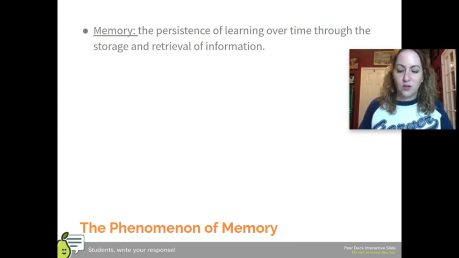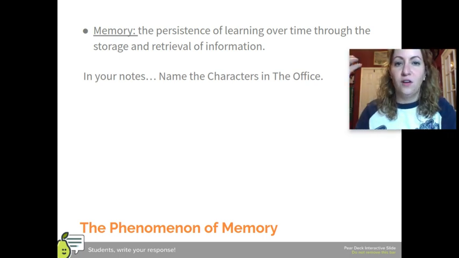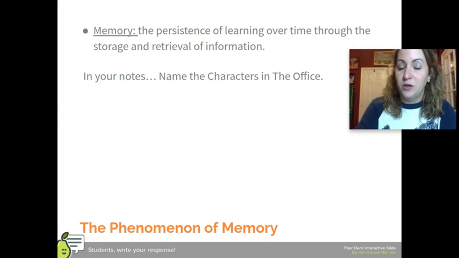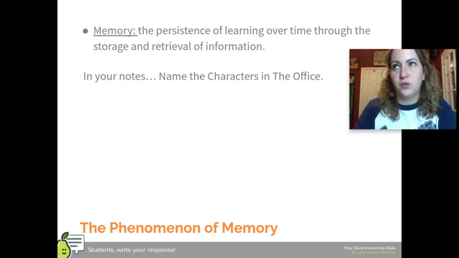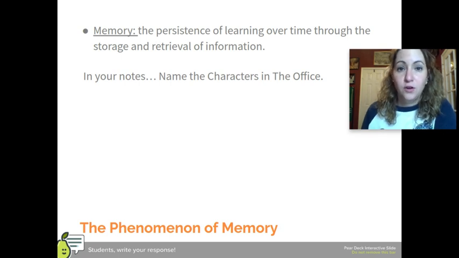So first things first, if you are a fan of The Office, or if you've ever seen The Office, I want you to list in your head all the main characters. If you are not familiar with The Office, maybe list all of the Seven Dwarves or Santa's reindeer, something like that. Might be hard to do, but that is an example of recall. Recall is just pulling information out of your head.